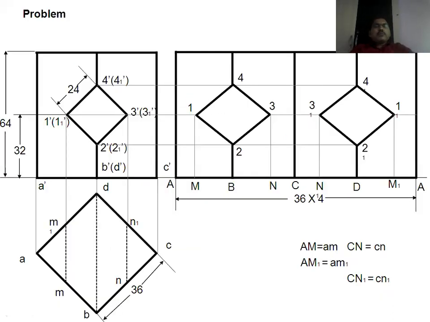See, the top view of the square prism is a square of 36 mm side with edges making a 45-degree angle to the XY line. So let us draw this. Name them as A, B, C, D. This is the top view of the prism. Then complete its front view.